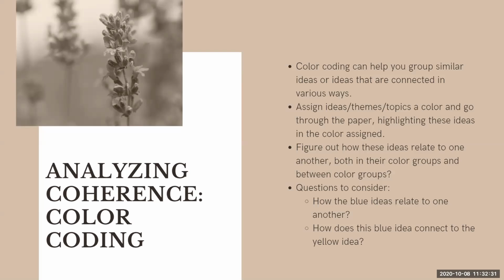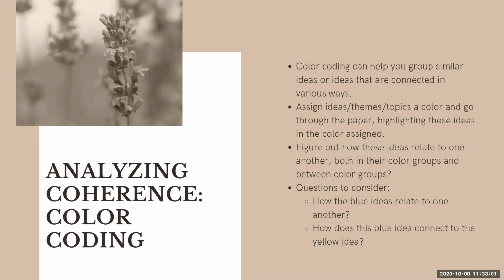Another strategy that you can use to see if your essay is flowing as a whole is by using color coding. So color coding can help you group similar ideas or ideas that are connected in various ways. So what you want to do for color coding is you want to assign ideas, themes, or topics a color, and then you go through the paper highlighting these ideas in the color assigned.